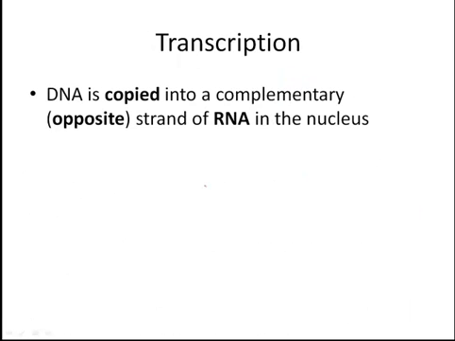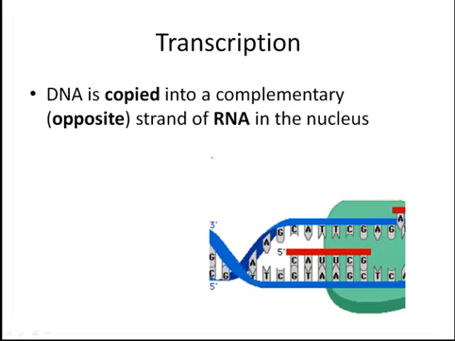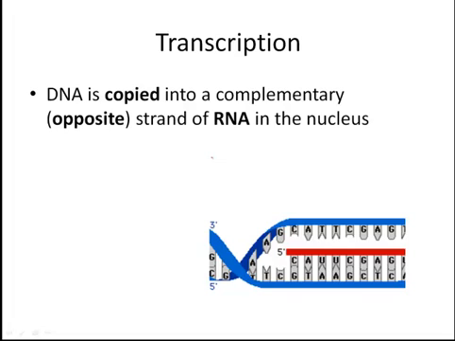The way RNA gets made is through a process called transcription. In transcription, DNA is copied into a complementary strand of RNA. This happens inside the nucleus. Here is a graphic showing that process. I'll let it restart here for a second.